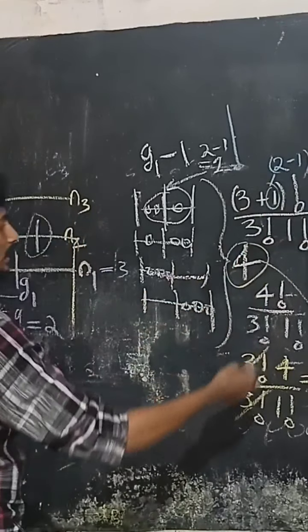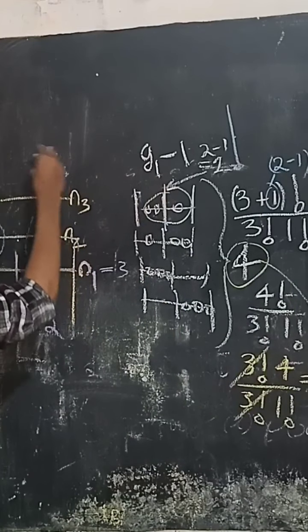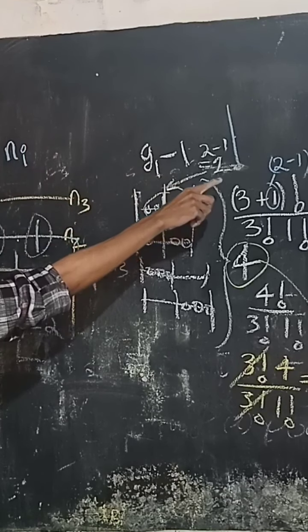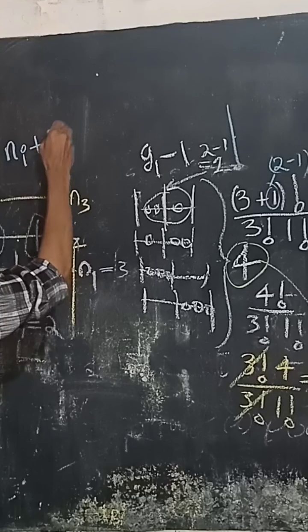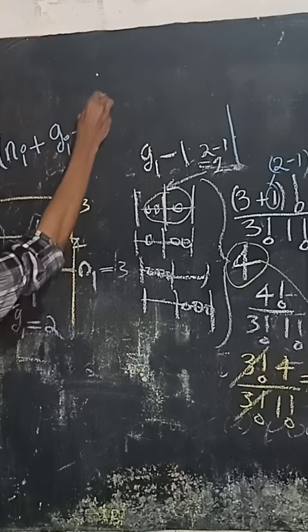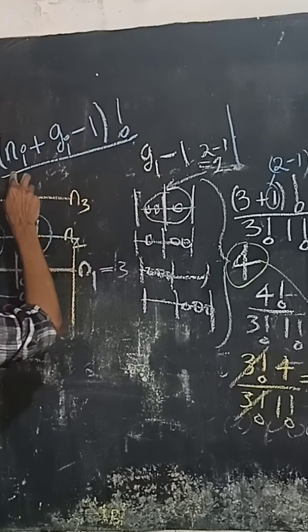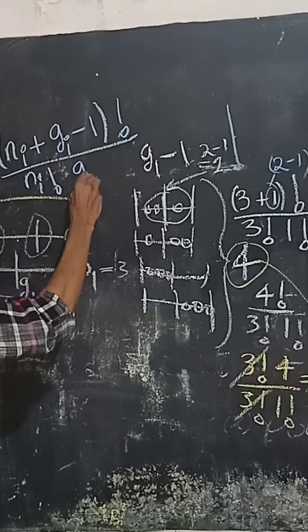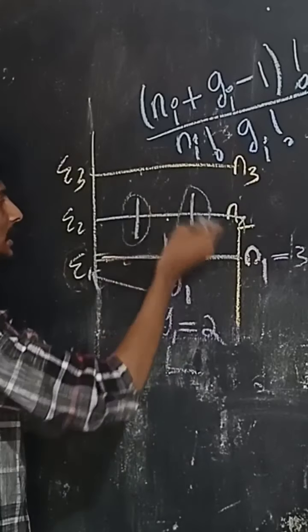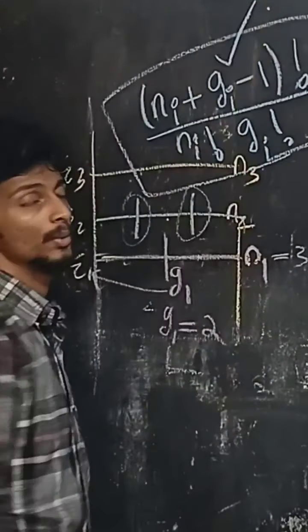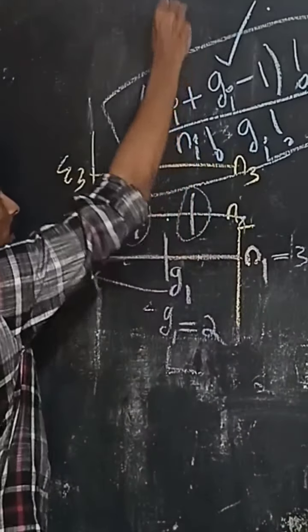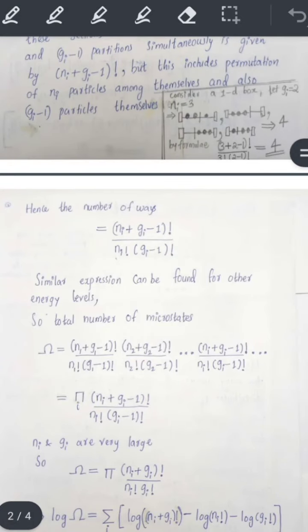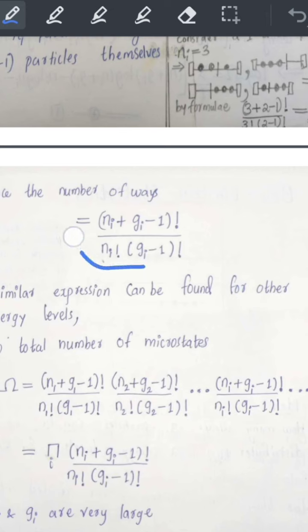So I can write this equation in the general case as, look here, 3 is the particles, so ni, and that 1 is 2 minus 1, that is degeneracy minus 1. So ni plus gi minus 1 factorial, divided by the repetition of these ni particles, that is ni factorial, times gi minus 1 factorial, because these partitions can themselves be interchanged. This gives in how many ways I can arrange ni particles in gi states. Now we have the number of ways in which ni particles can be distributed into gi states, given by this equation.